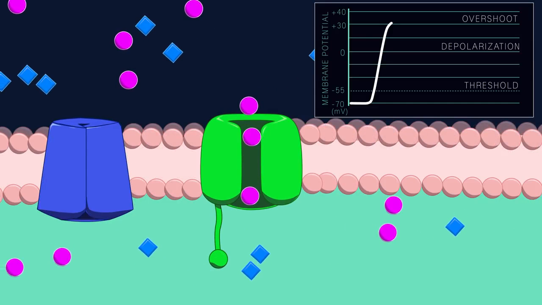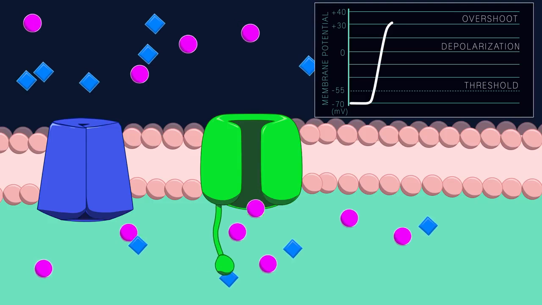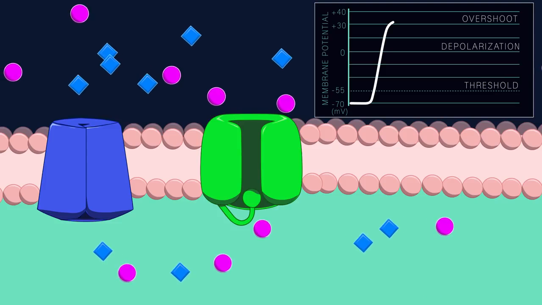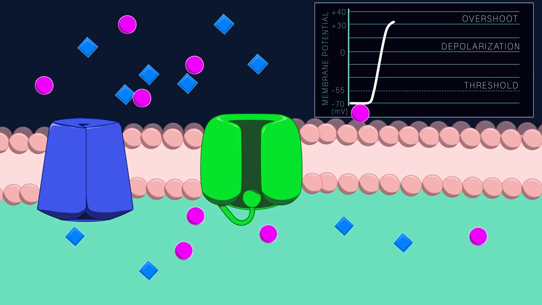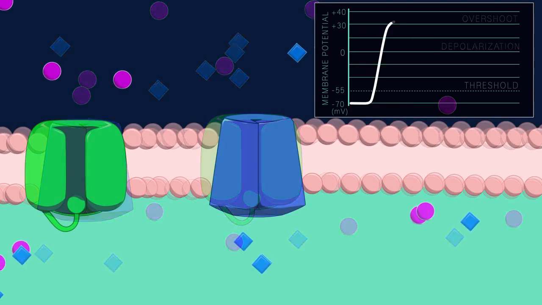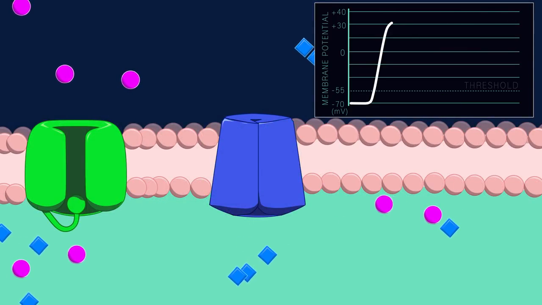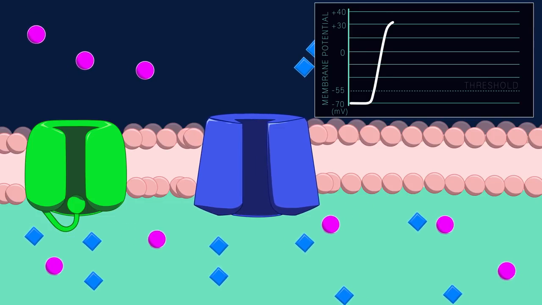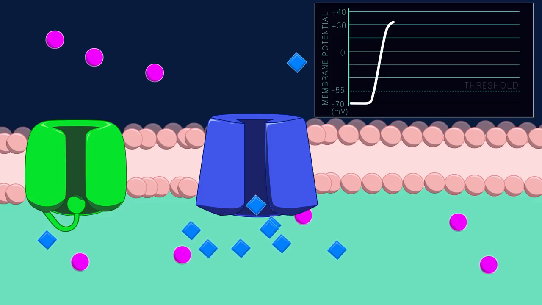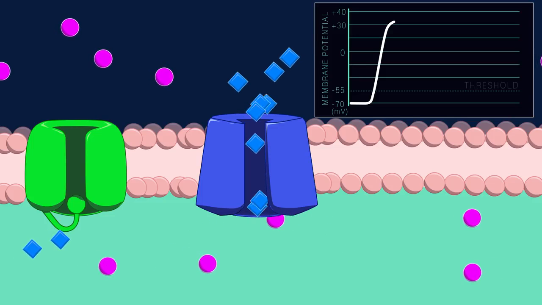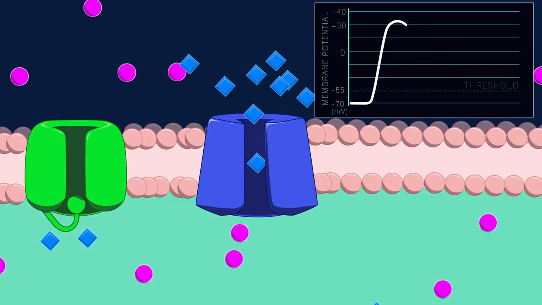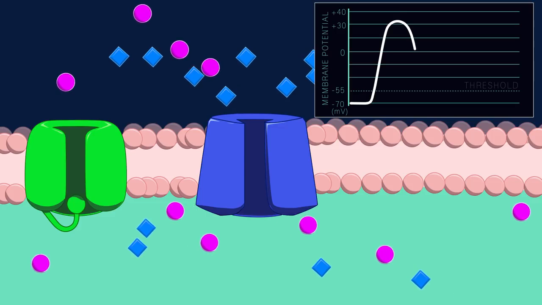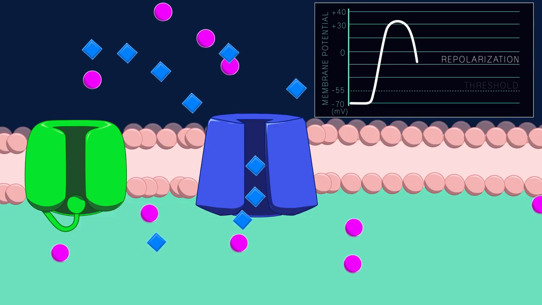As the membrane potential becomes positive, the sodium channel inactivation gate shuts, making the channel inactivated. This stops the flow of sodium ions into the cell. The change in membrane potential also opens the voltage-gated potassium channels, though they open and close more slowly. Because of the potassium electrochemical gradient, potassium ions flow out of the cell, making it less positive and eventually negative. This process is called repolarization.